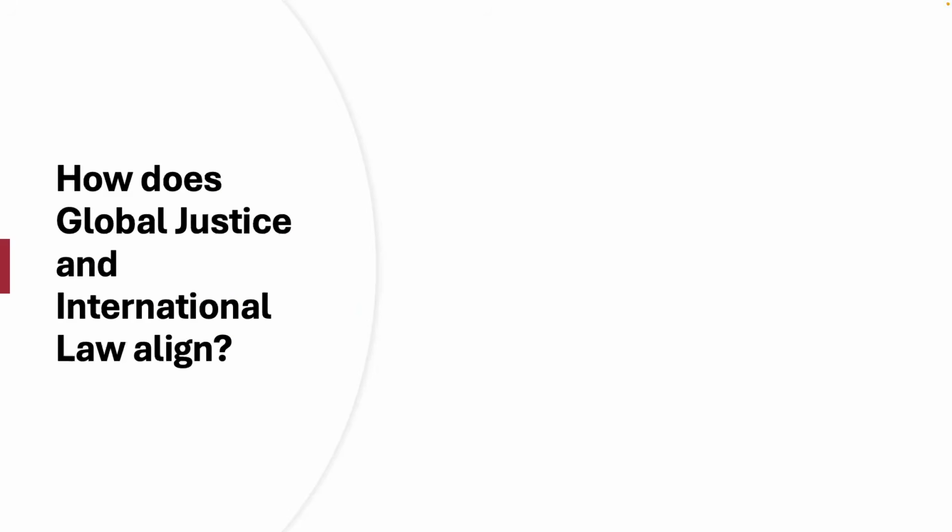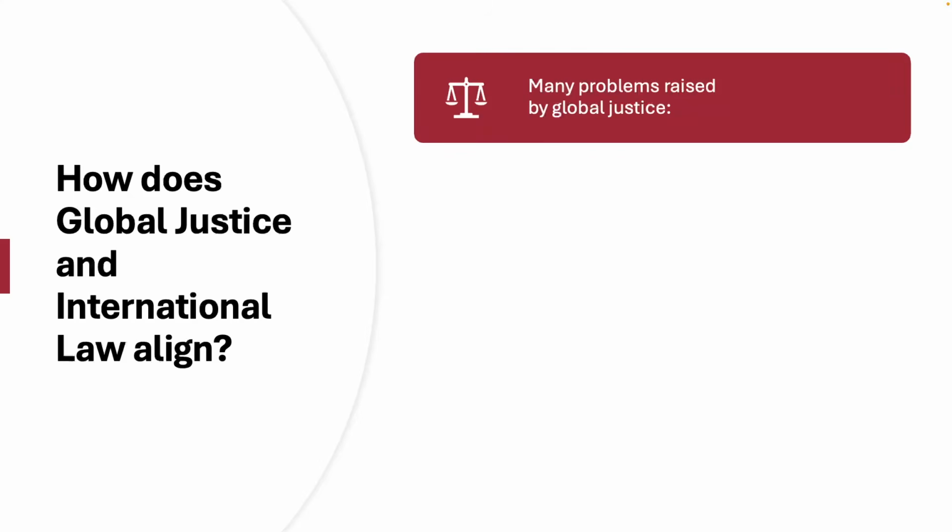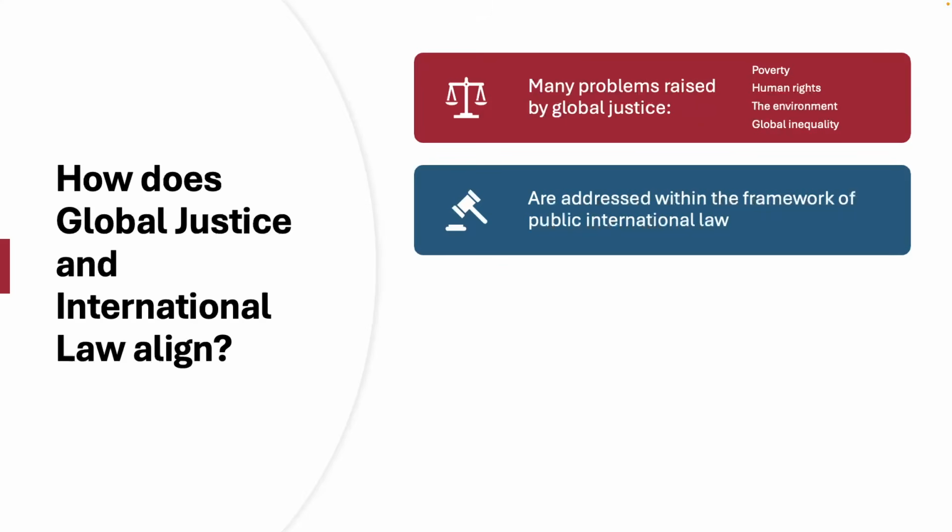So, how does international law and global justice align? In short, public international law is one of the principal legal frameworks through which claims of global justice are mediated, are realized and are contested. Many problems that are raised by global justice, problems concerning poverty, redistributive justice, human rights, the environment, global inequality, are addressed within a framework of public international law. That is just a factual reality.